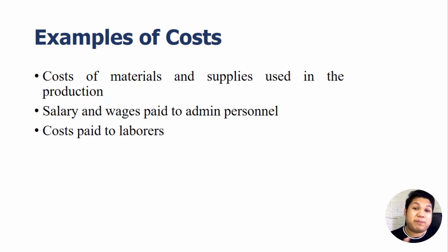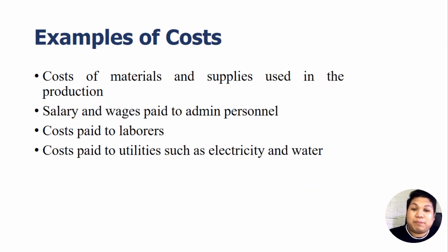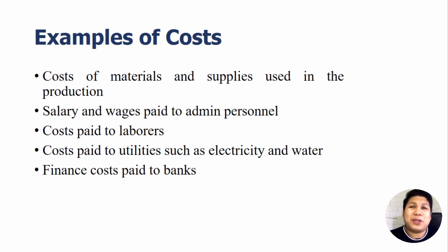Also, the costs paid to laborers and the costs paid to utilities such as electricity and water. Those expenses are actually costs. When you are into production or whatever kind of business that you are in, those things are considered costs. So basically, costs are whatever amount you spent to produce something or to sell something. Okay? We also have finance costs paid to banks. If you have loans or a debt to someone, especially to banks, the interest that you pay to the banks is also called finance costs.